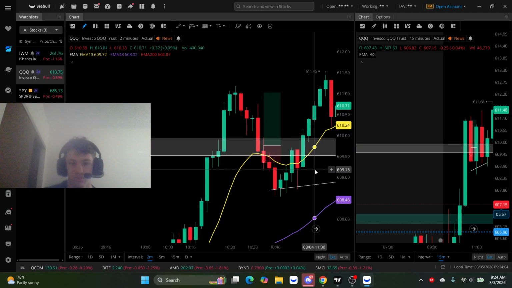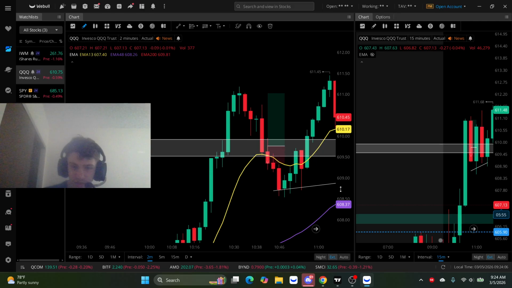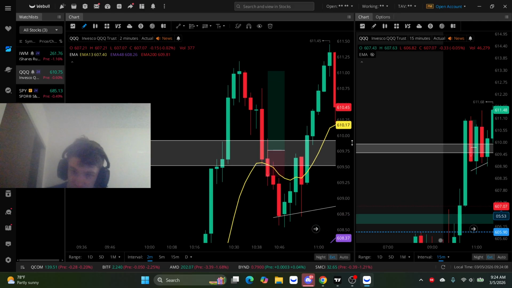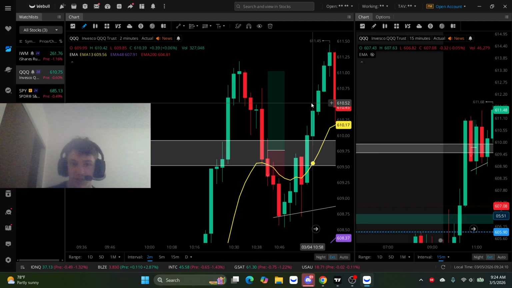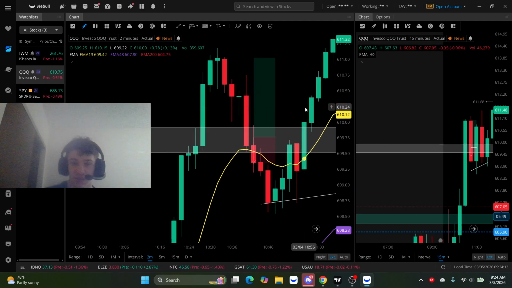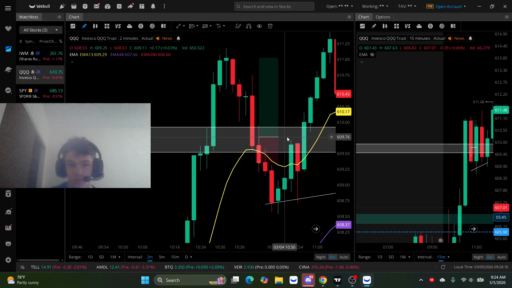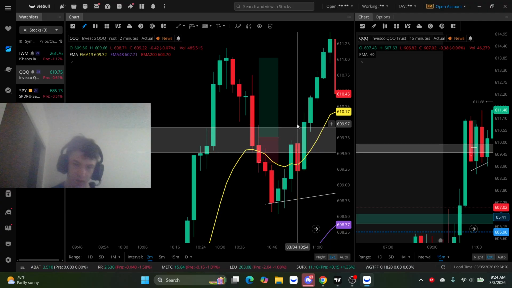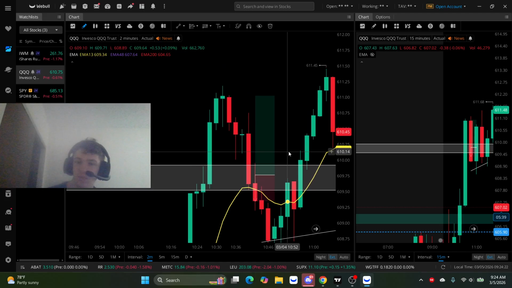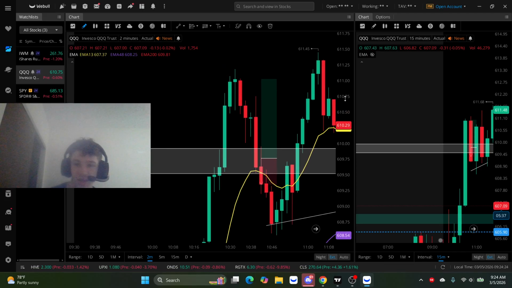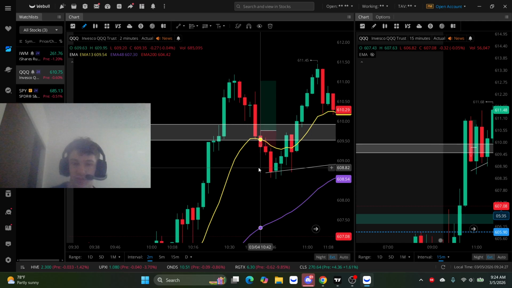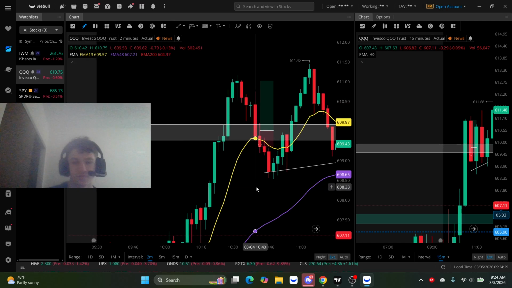Bouncing a zone plus the EMA at the same time. Beautiful. Unfortunately, it just ended up not working out, and I took a pretty small loss on this one. It was really only like a 0.4 R loss, compared to what I made on the second trade as well. But yeah, it was a perfect 13 EMA retest, everything I'm looking for.